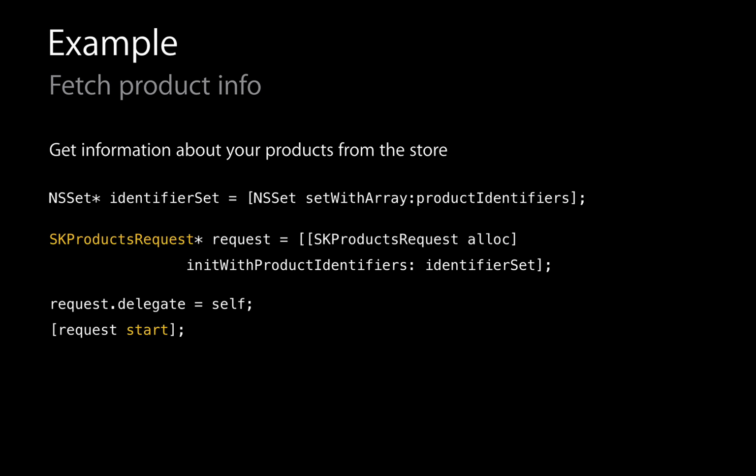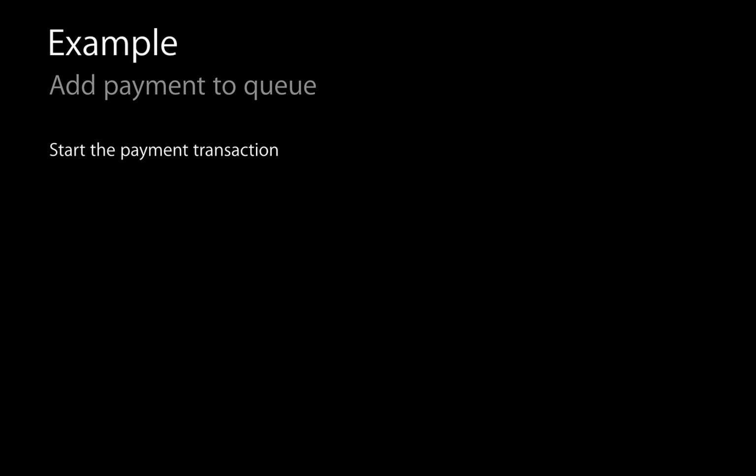Now, once we've done that and we set our delegate and call start, we're going to get that product information back. We're going to get a bunch of SKProduct objects. When the user taps the buy button and wants to enter that purchase flow, we take that SKProduct object and we transform it into a payment by calling SKPayment with product.